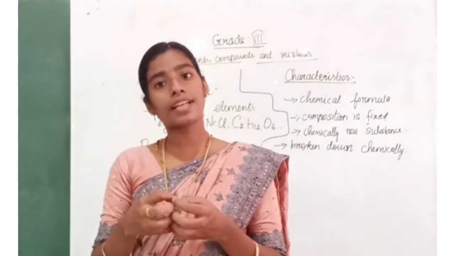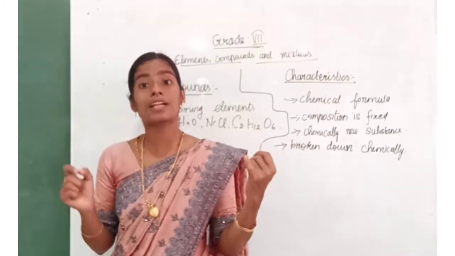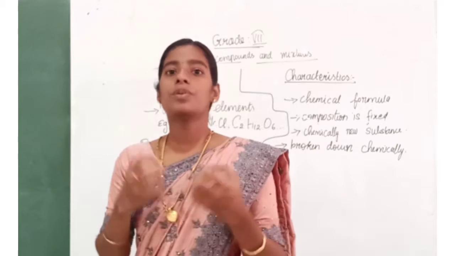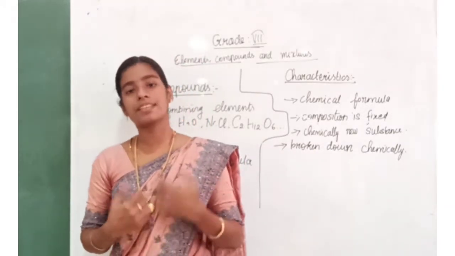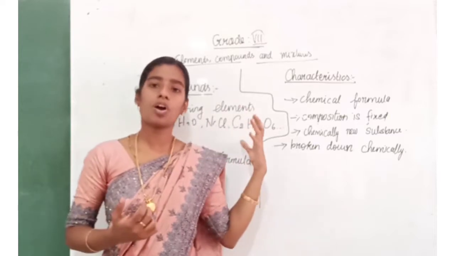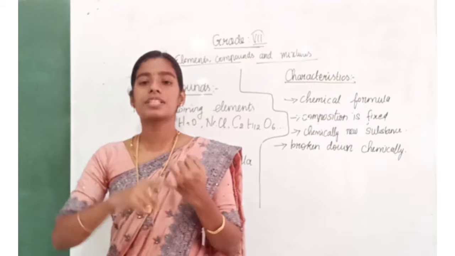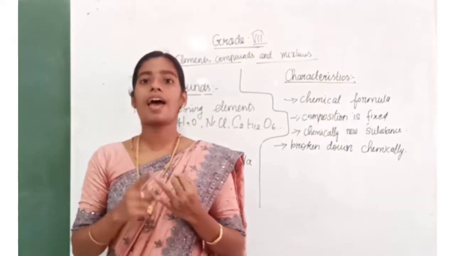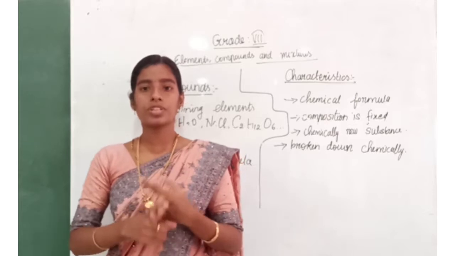For example, water can be divided into hydrogen and oxygen by using electrolysis. Like this, by using some chemical methods, we can separate compounds. Clear about compounds, their representation and characteristics? Shall we move on to the next one?